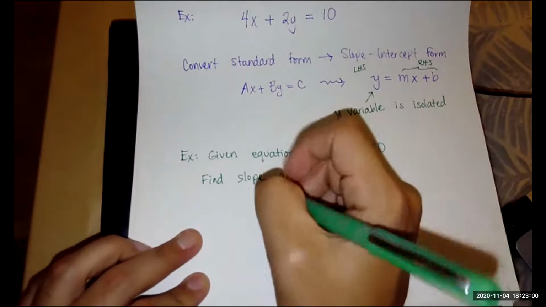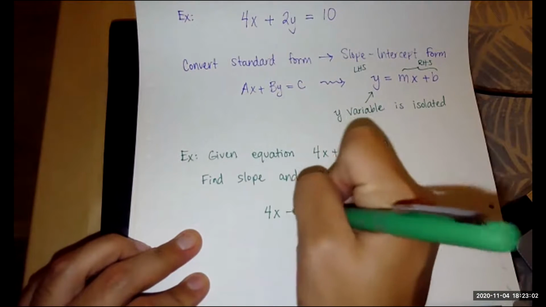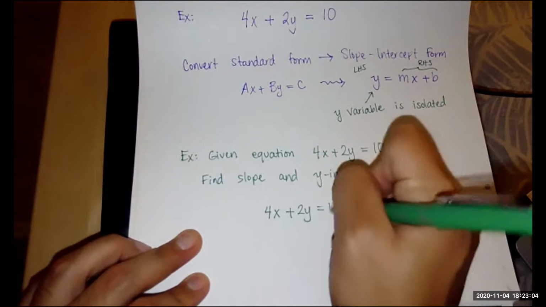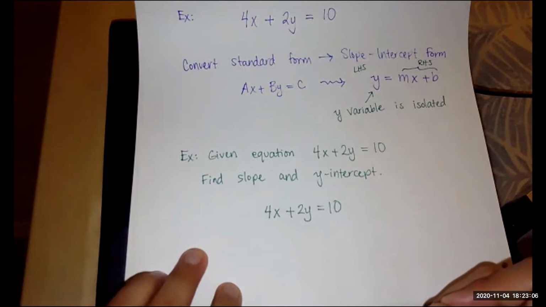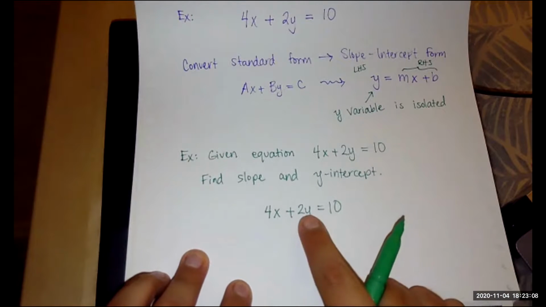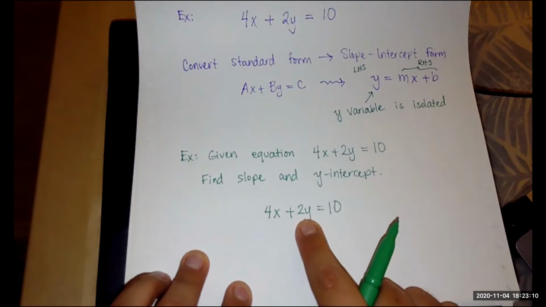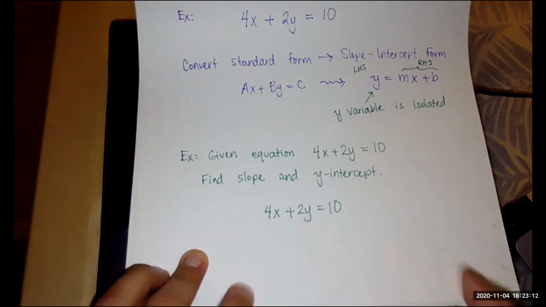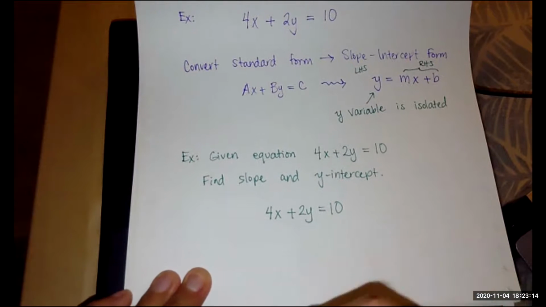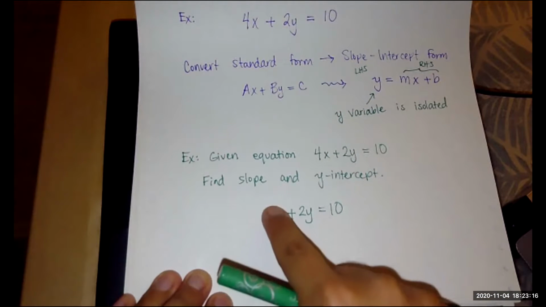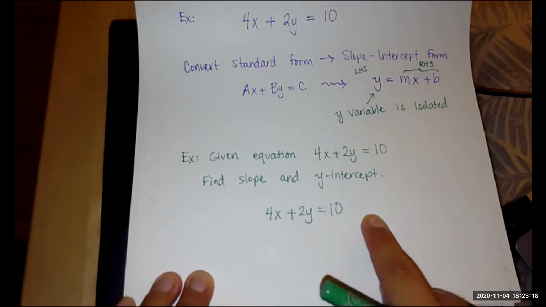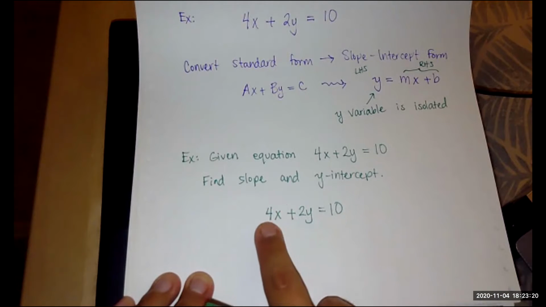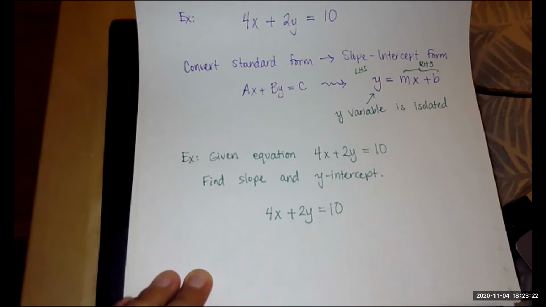So what we can do is take a look at that equation, 4x plus 2y equals 10. We're really just trying to get the y by itself. So the first thing I want to do is move the 4x over to the other side. How would I do that if I wanted to move the 4x to the other side of the equation?